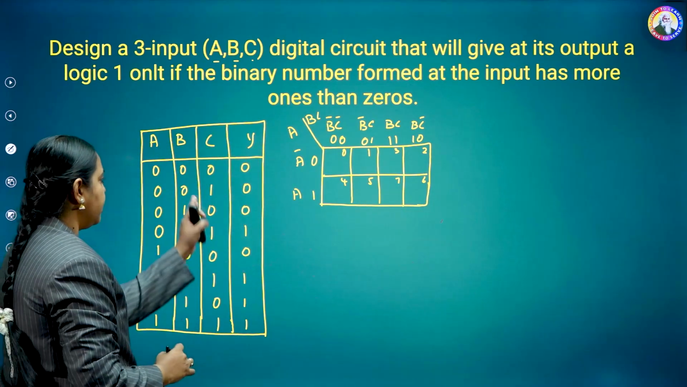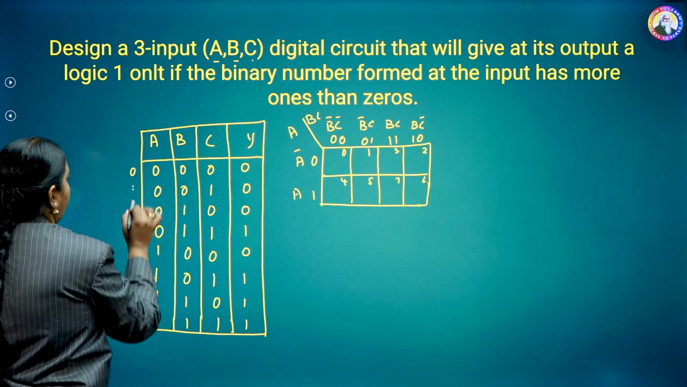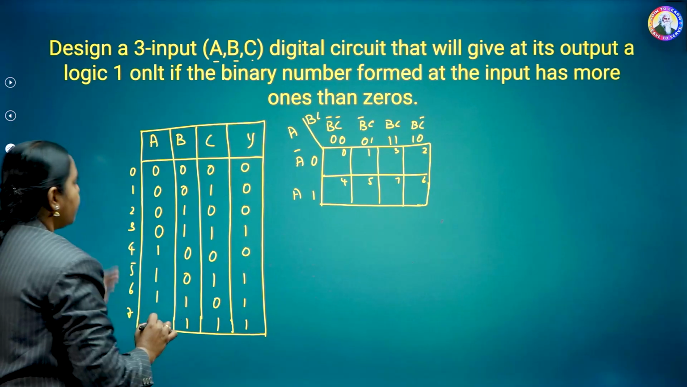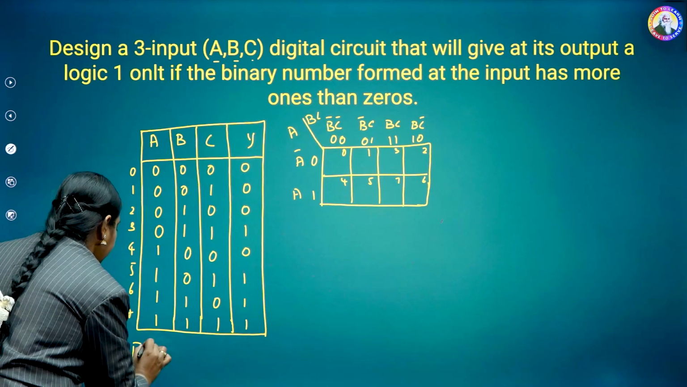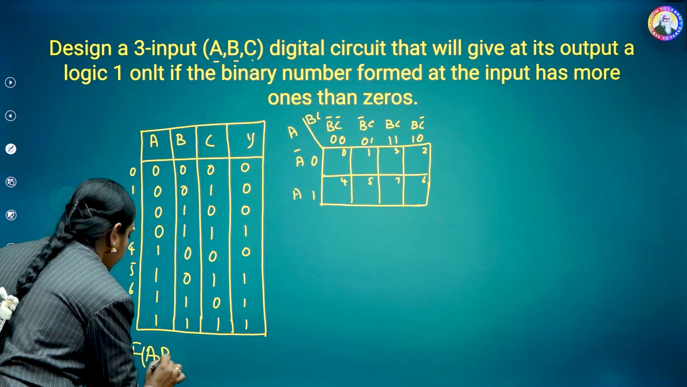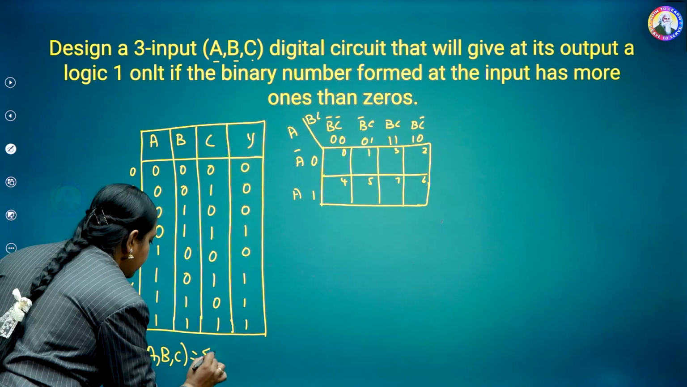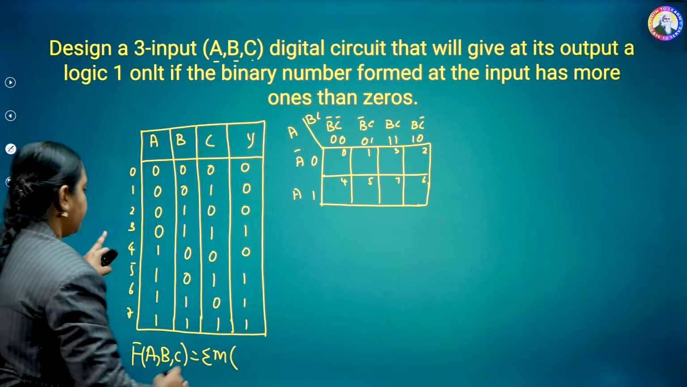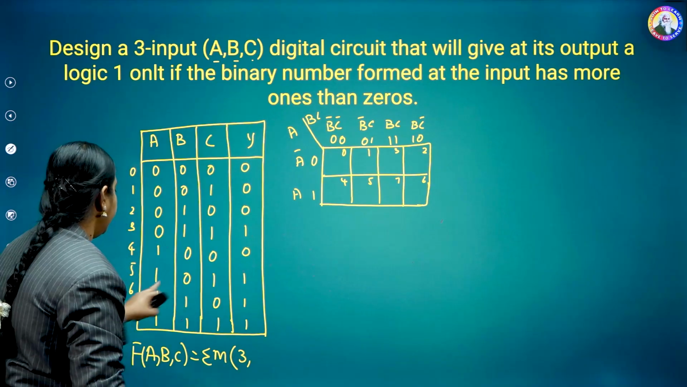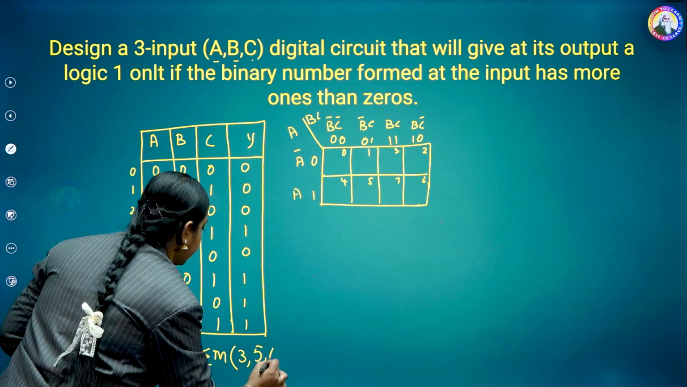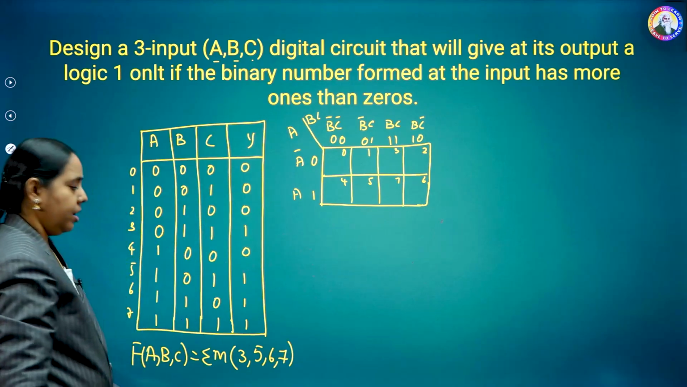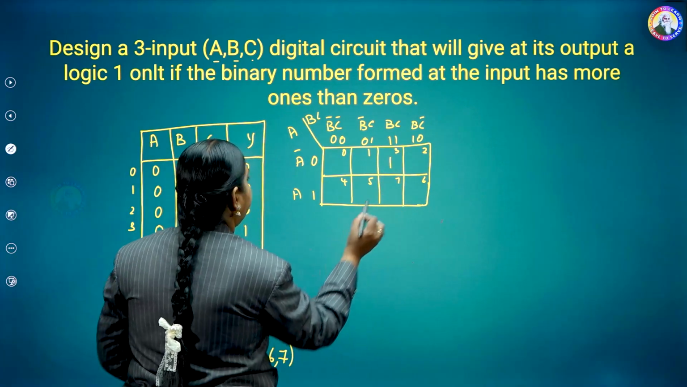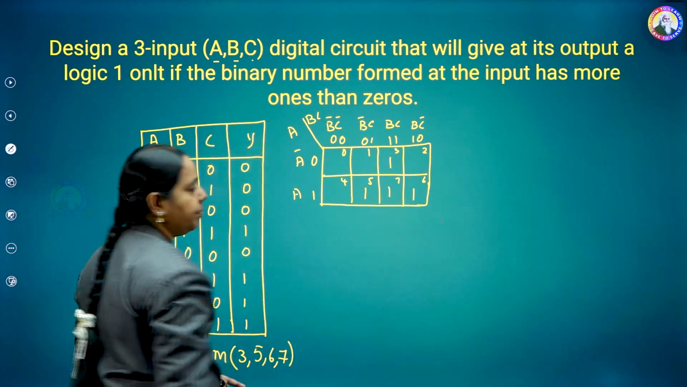Now I need to represent these numbers I am having, right? 0, 1, 2, 3, 4, 5, 6, 7. So from this truth table, I can write like this: F(A, B, C) is equal to sigma m of, wherever I am having ones, those numbers I can represent: 3, 5, 6, 7. Right. So for this one I am doing 3, 5, 6, 7.